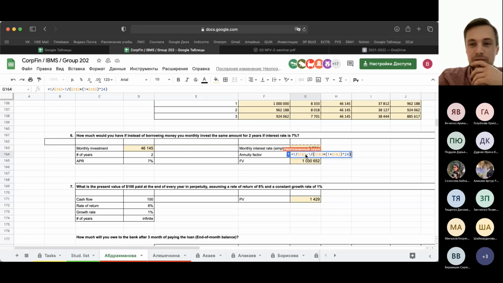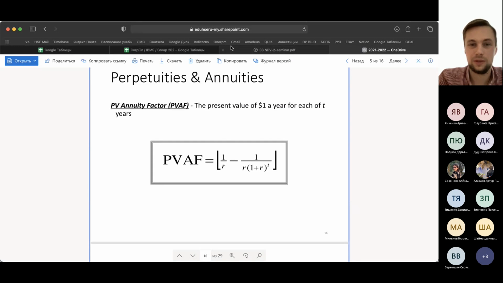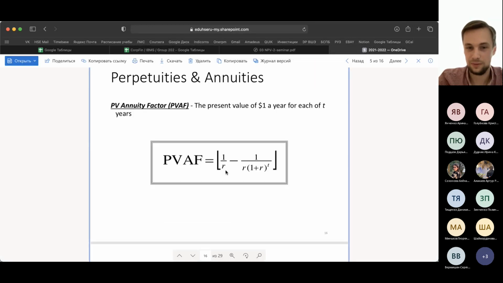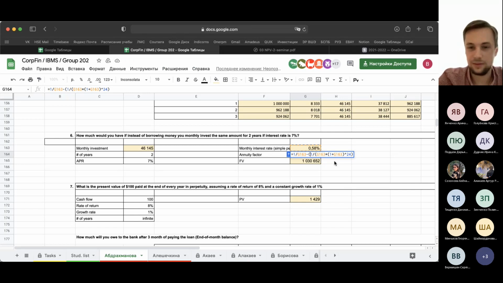Okay, well, let's try to do it by hand. So what we're going to do, we have this formula. Let's calculate the annuity factor. So 1 divided by the monthly interest rate. Yes, that's right. Let's then put it in brackets. So then what do we have? We have 1 divided by interest rate multiplied by 1 plus interest rate to the power of 24.